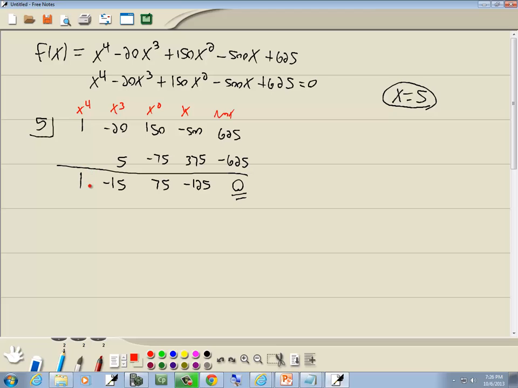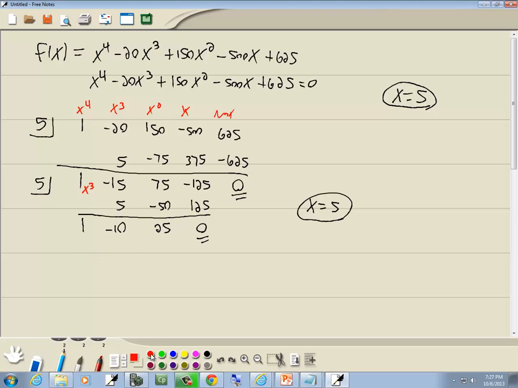Now, we started out as x to the fourth. This is now down to x to the third. Since the only answer we got from the calculator was 5, it's probably a good idea that it repeats, especially since it came down and touched at a point. So let's try 5 again. We're going to plug it into the line we just found. Okay, I'm going to add, multiply. 5 times 1 is 5. Add. Negative 15 and 5 gives us negative 10. Multiply. 5 times negative 10 is negative 50. Add. 75 minus 50 is 25. Multiply. 5 times 25 is 125. And we get 0 again, which means that x equals 5 is our second answer.